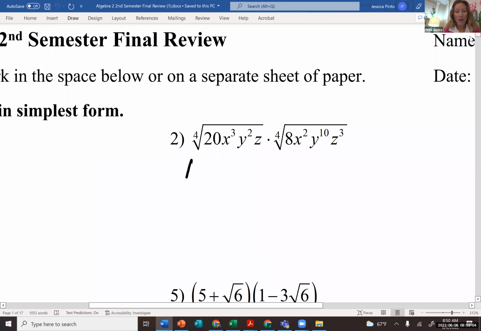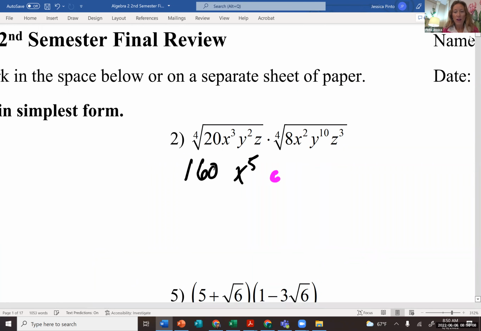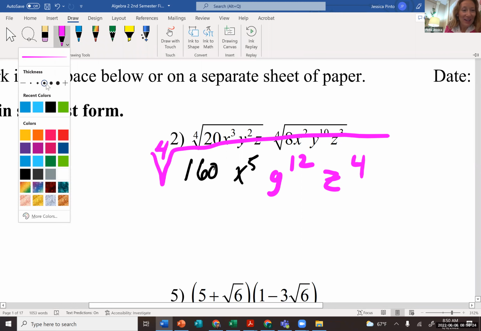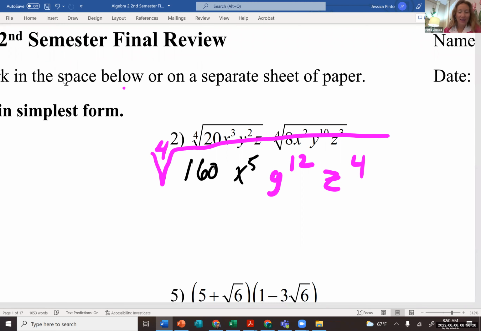So I've got 160. Okay, that's going to be x to the 5th, y to the 12. Okay, just switch colors, and then z to the 4th power. So far, I hope you guys agree. This is now all together in the 4th root. Okay. I'd love to know why it just changed colors on me, but I like this color better, so that's good.